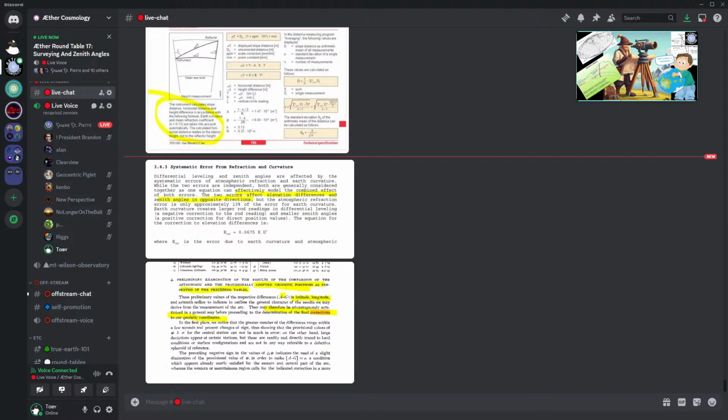So then what was the phrase that I was looking for? I think it's just diffraction is what I was thinking of earlier. Well, so the deflection of the vertical means that they can't actually determine level. That's what I was trying to figure out.